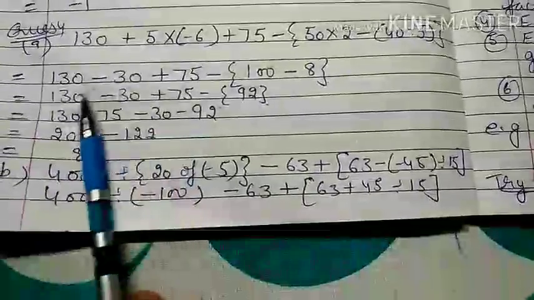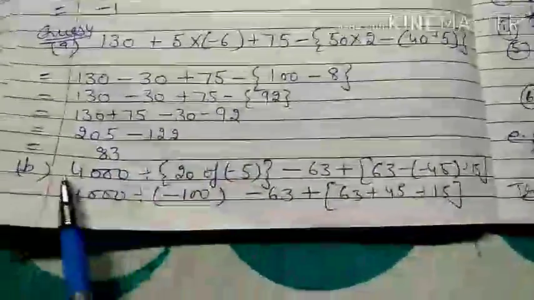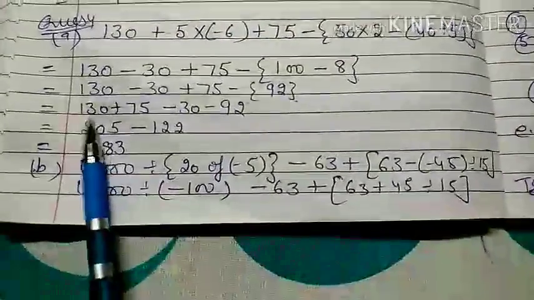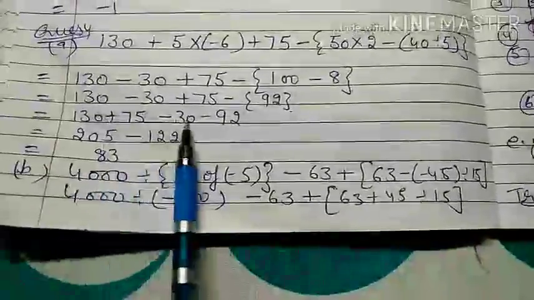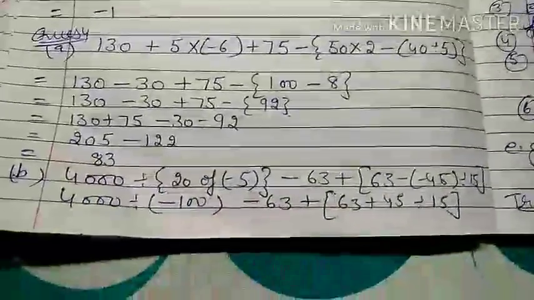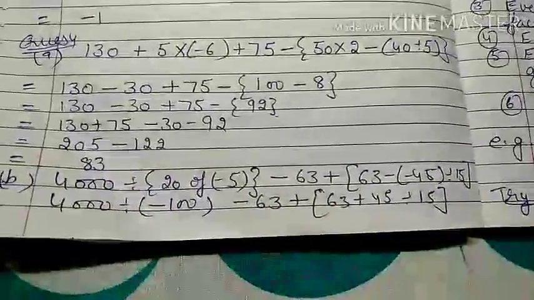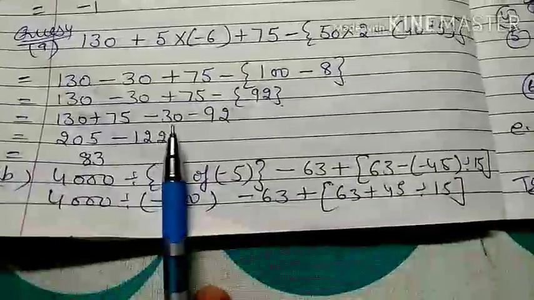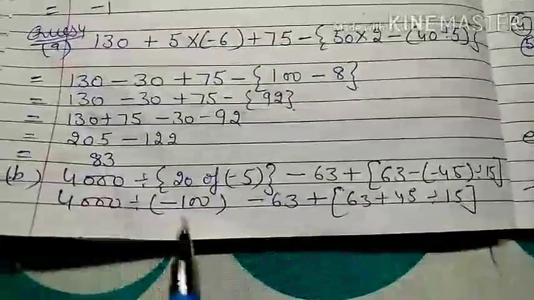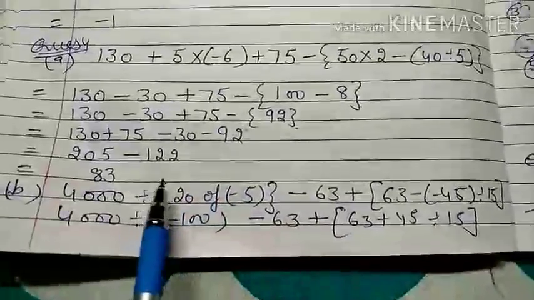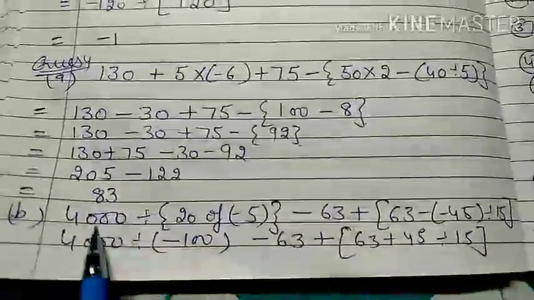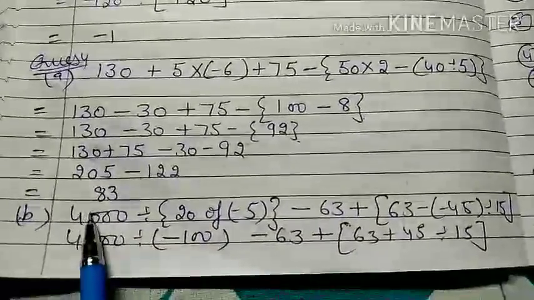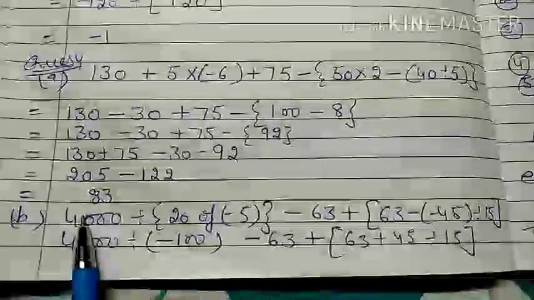Keep positive terms on one side and all negative terms on the other side. We add first 130 plus 75, 205, and according to the BODMAS rule, then subtraction. But both terms have negative signs, that means we have to add, and my answer will be negative. Minus 30 minus 92 gives me minus 122, and my required answer is 83.